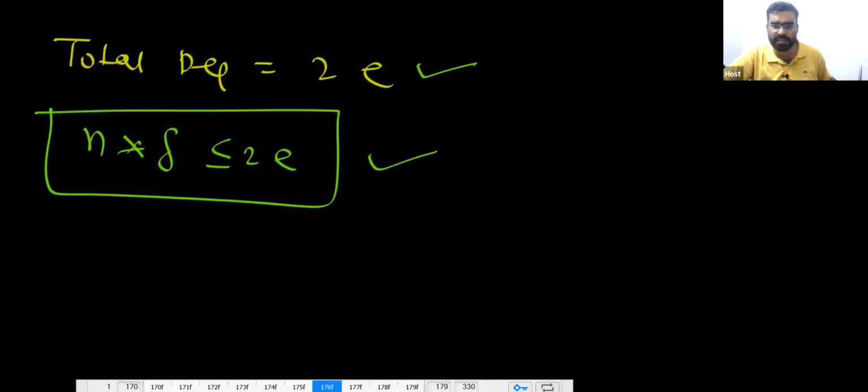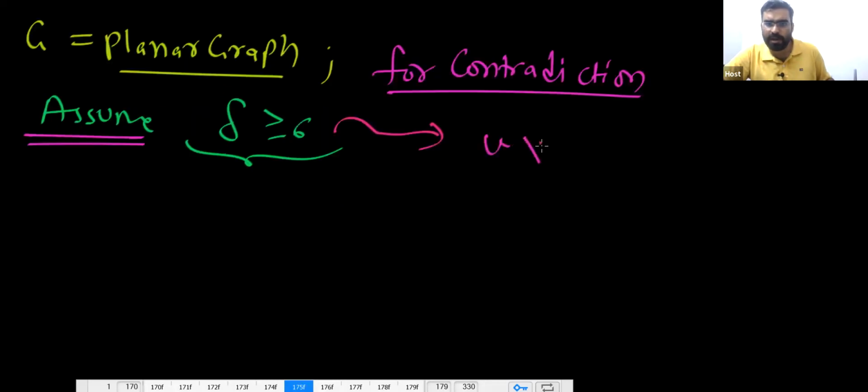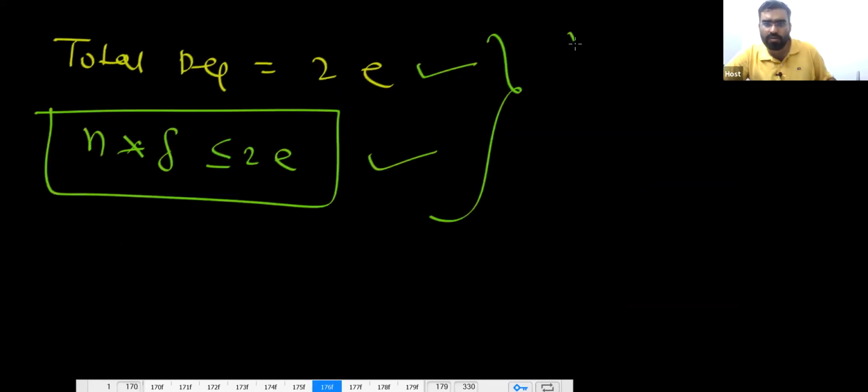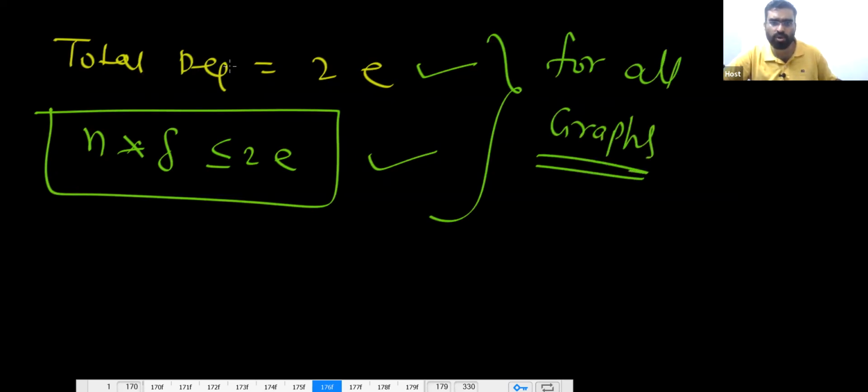So the number of vertices multiplied by the minimum degree. The minimum degree is 6, as you are assuming, so that should be less than or equal to twice the number of edges. So from here the number of edges is greater than or equal to 3v. This is by the handshaking formula. This happens for all graphs. The total degree is equal to twice the number of edges, and we know that n into delta, the minimum degree, is less than or equal to 2e.